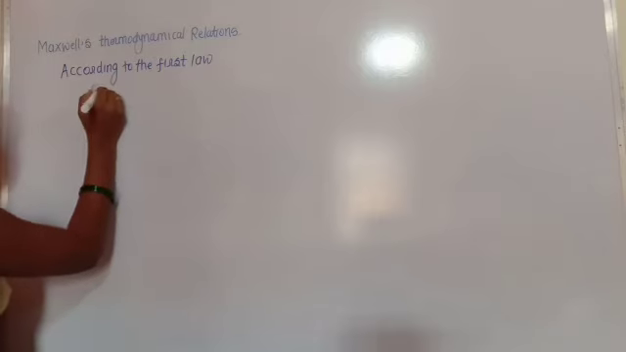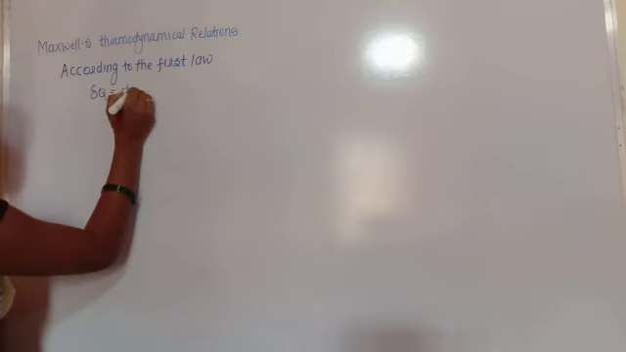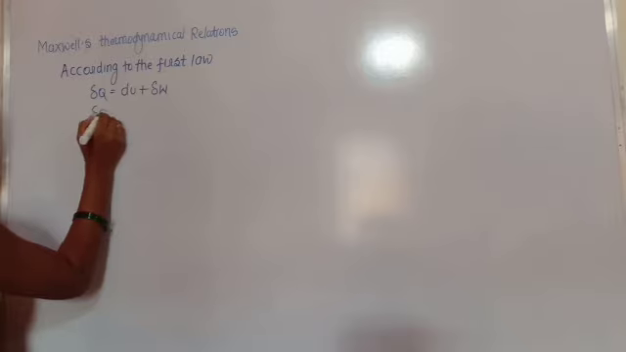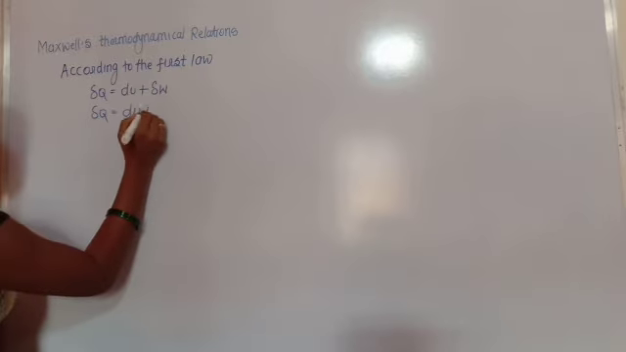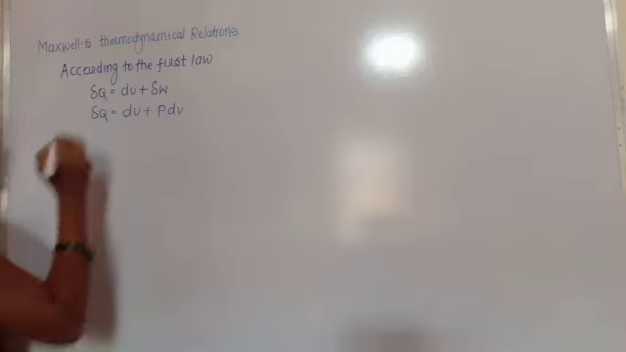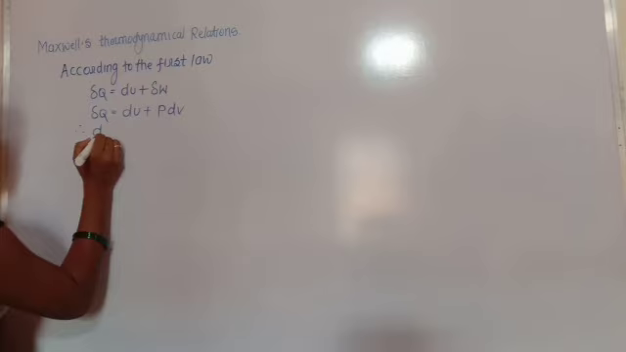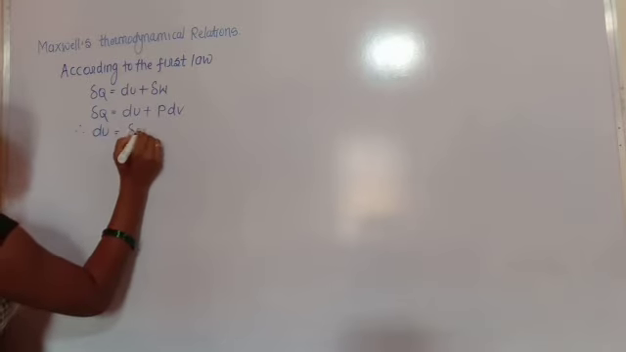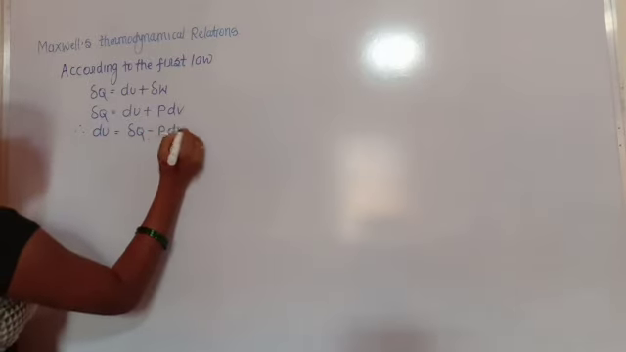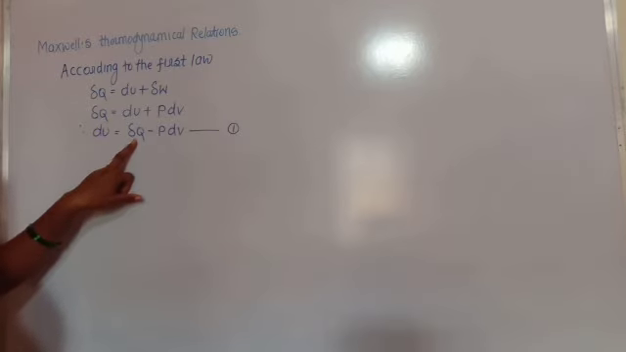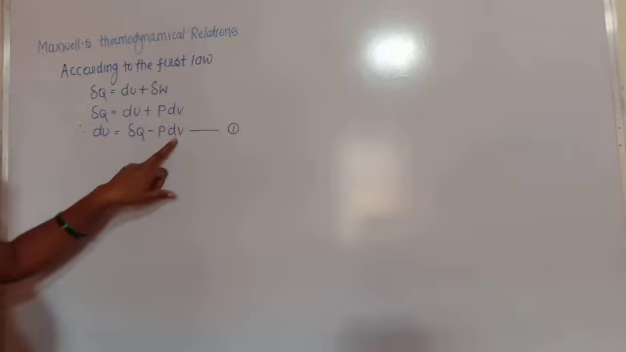del Q is equal to dU plus del W. Therefore del Q is equal to dU plus P dV. From this equation we can write dU is equal to del Q minus P dV. This is the first equation: the internal energy change is del Q, the small amount of heat absorbed by the substance, minus P dV, where P is the pressure.